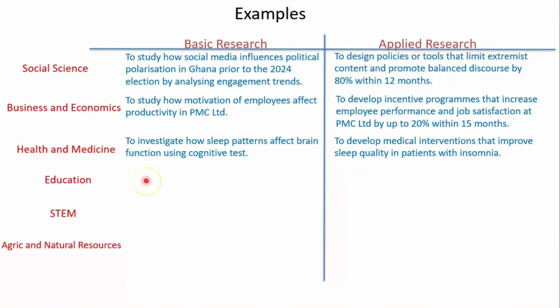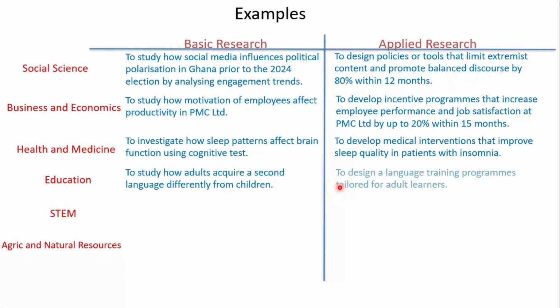Then a researcher in education may want to study how adults acquire a second language differently from children. He just wants to know. He wants to add to knowledge. You see that? So that's basic research. But applied research will be like designing a language training program tailored for adult learners. So the current problem is that adults struggle to learn a second language. So your goal is to design a language training program that works for adults. Those in linguistics can also use these objectives.